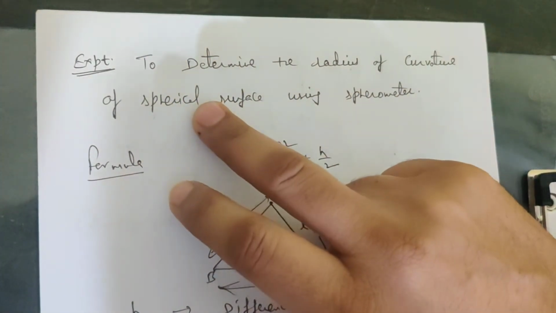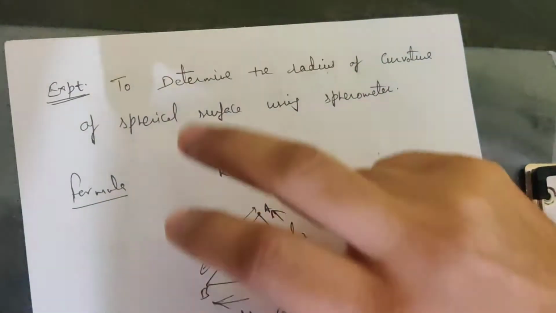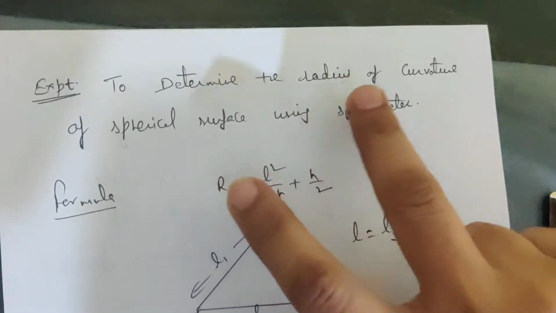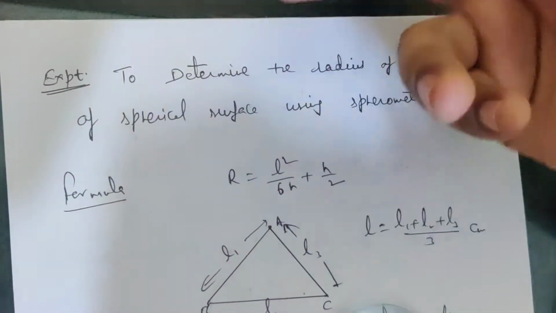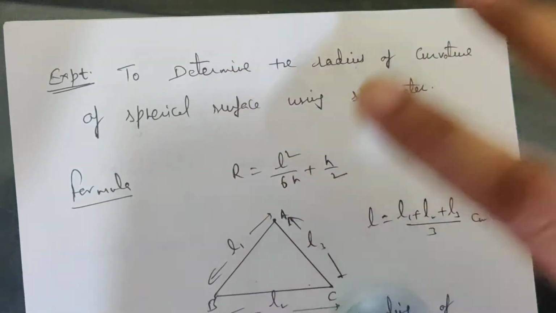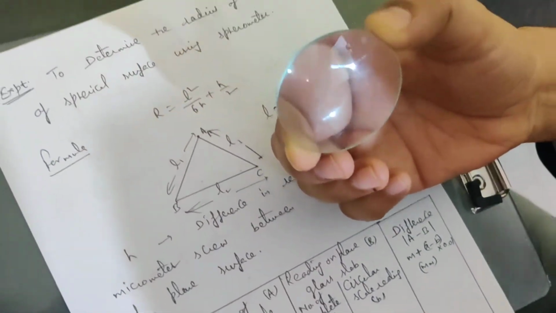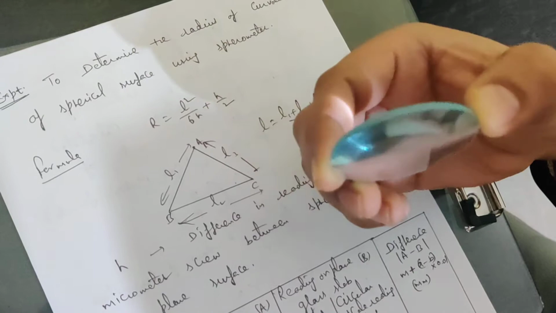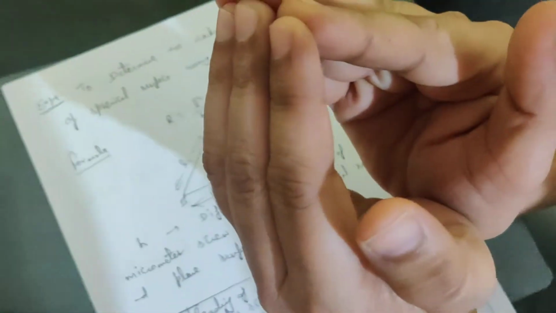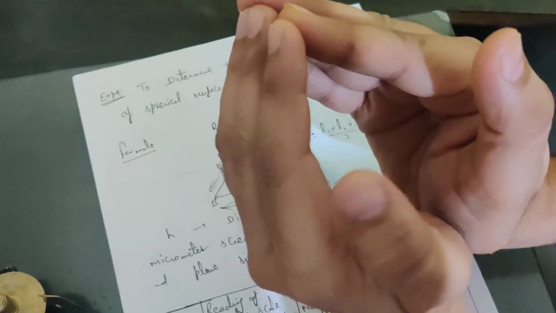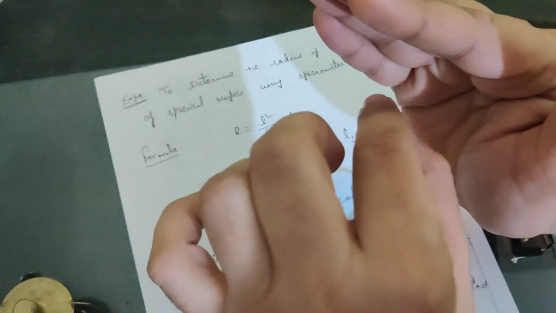Today we have to understand the experiment to determine the radius of curvature of a spherical surface, or any curved surface, using a spherometer. This is a convex lens and it is made up of two spherical surfaces, curved on both sides. There is a radius of curvature for both the surfaces, and that radius we wish to find.